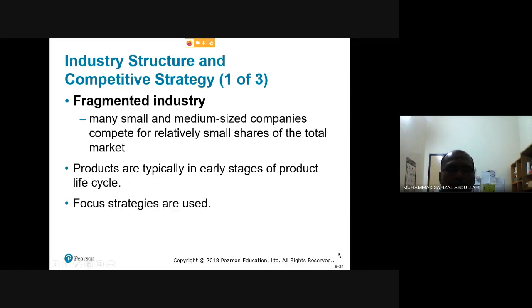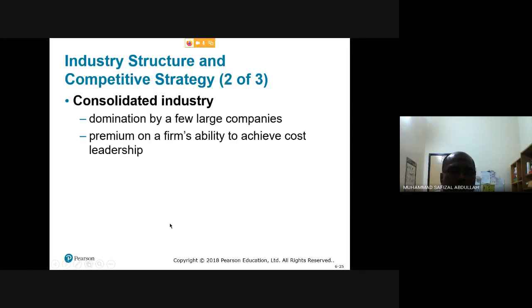Okay, so what products do they produce? Normally they produce similar products, and their products are typically at the early stage of the product life cycle, which is the introduction stage. And normally in the fragmented industry, the smaller firms use the focus strategy, which is they focus on the niche market. And what about the consolidated industry?